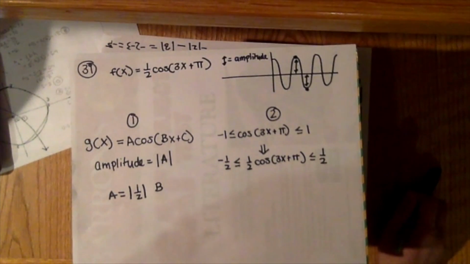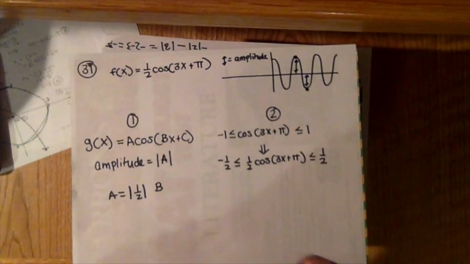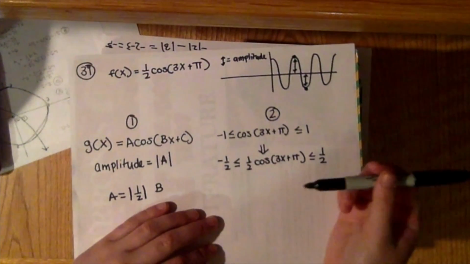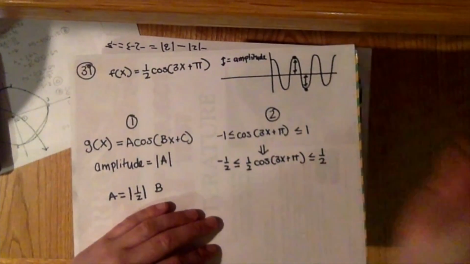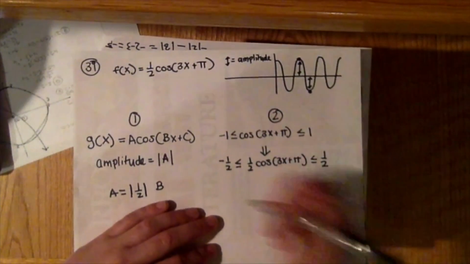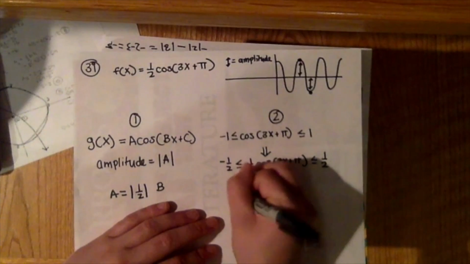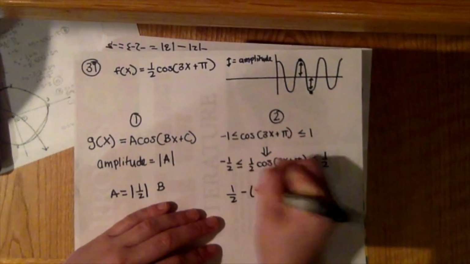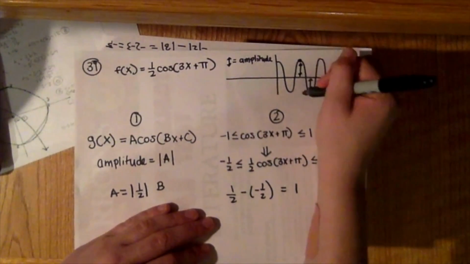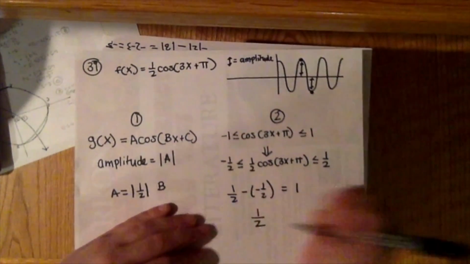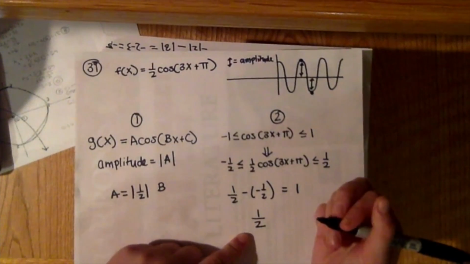So that means that our crest here would be up at 1/2, the trough would be at -1/2. So if you subtract those, 1/2 minus -1/2 is equal to 1. So the distance between these two is 1, and we're just going to divide that by 2. You also get your answer, 1/2.